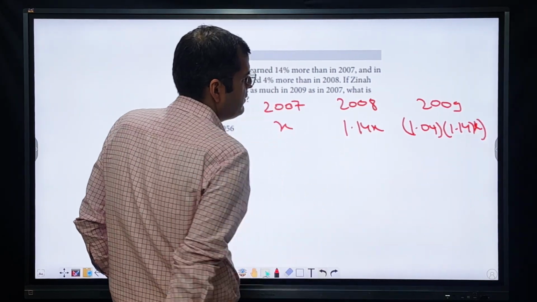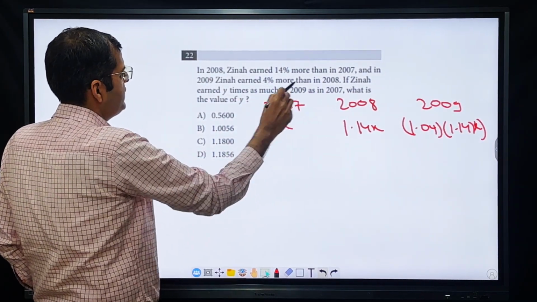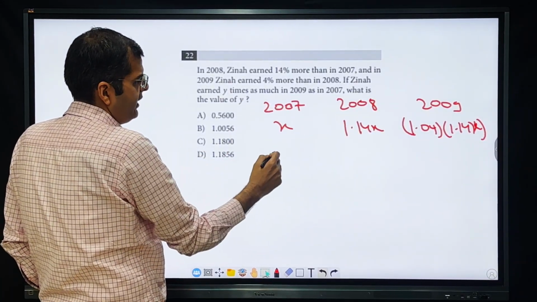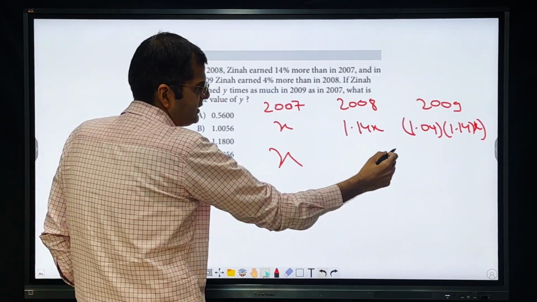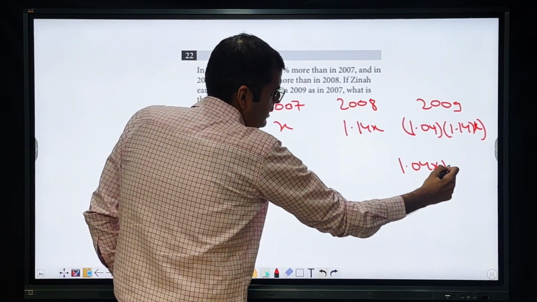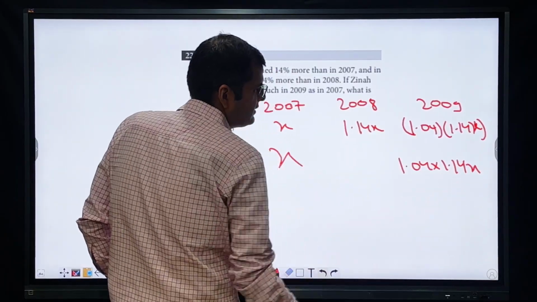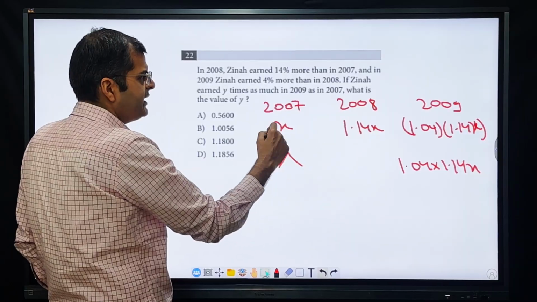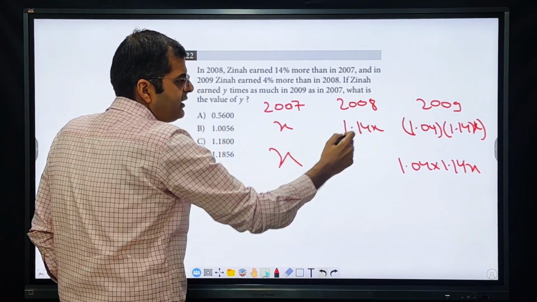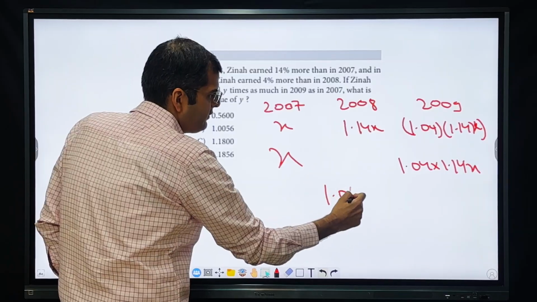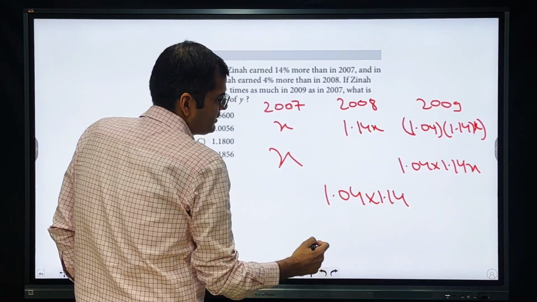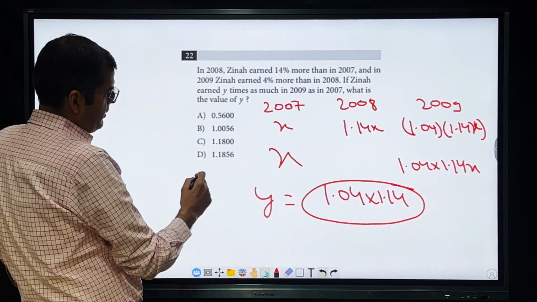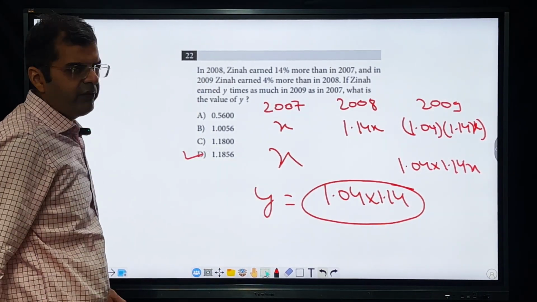1.14x. Okay, so if Zina earned y times as much in 2009 as in 2007, what is the value of y? In 2007 it was x, in 2009 it is 1.04 into 1.14x. So in 2009, Zina earned y times as much as 2007. So in 2009, Zina earned how many times more than 2007? 1.04 into 1.14 times. Okay, that is the value of y. So that will come out to be option D, 1.1856.